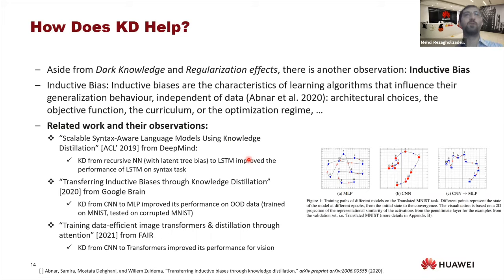So what does it mean? What do we mean by inductive bias? If we put data aside, any other sort of bias that we have in our learning algorithm would be called inductive bias, like the choice of the architecture, the choice of your training optimizer, let's say, the choice of the loss function. We can call these inductive bias that would impact your training later on.